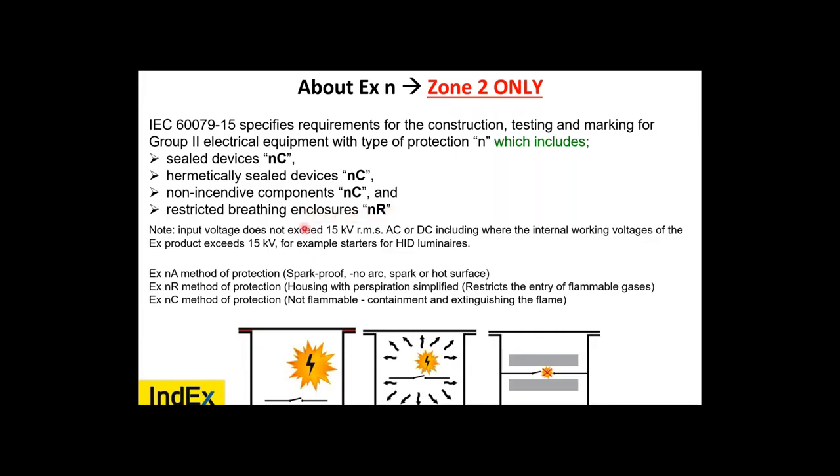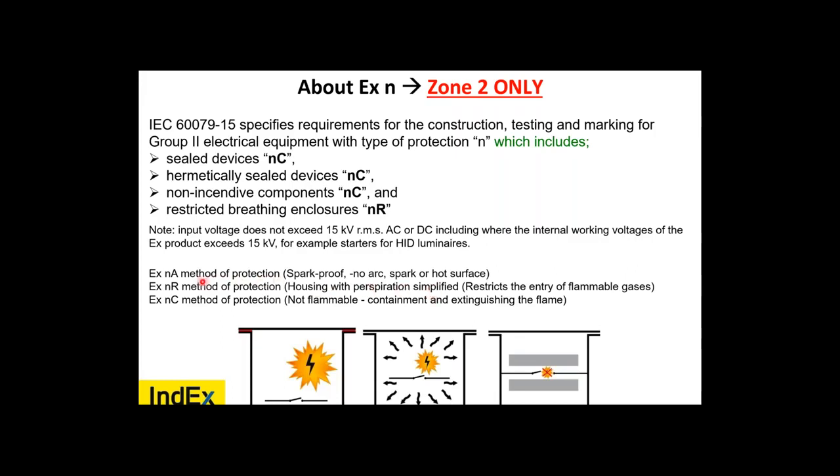Now, an important consideration is that the input voltage shall not exceed 15 kV, AC or DC. That excludes the working voltages inside the Ex products that exceed 15 kV, such as high intensity discharge lighting. The starters inside can exceed 15 kV. That is okay for the luminaires.